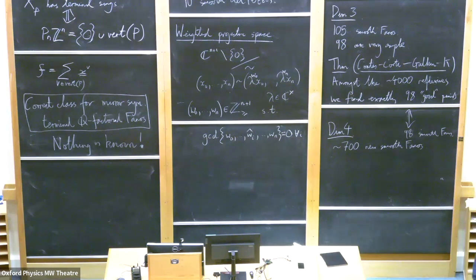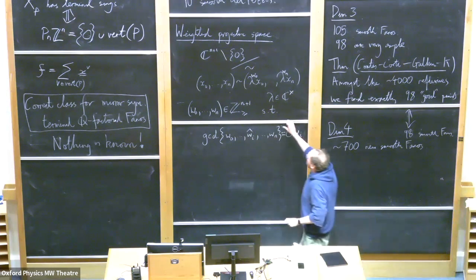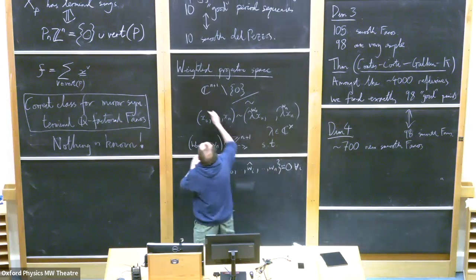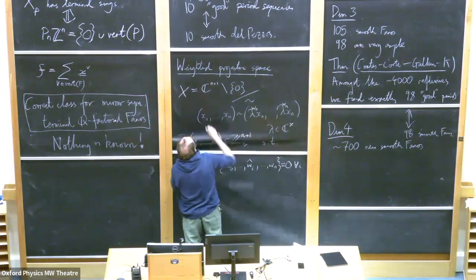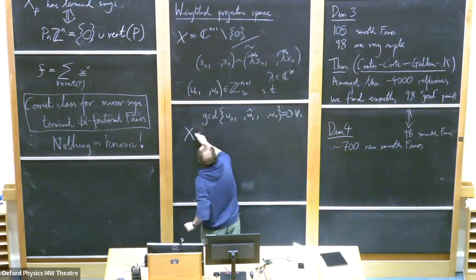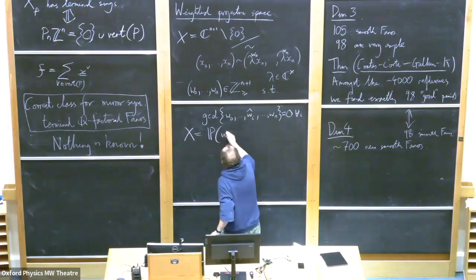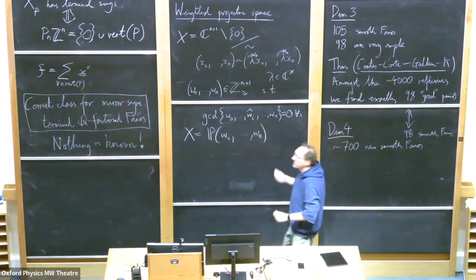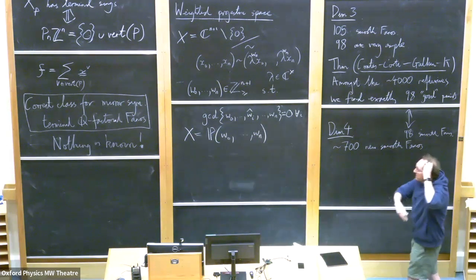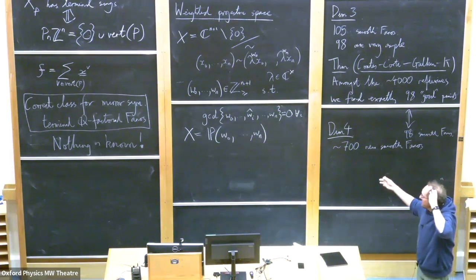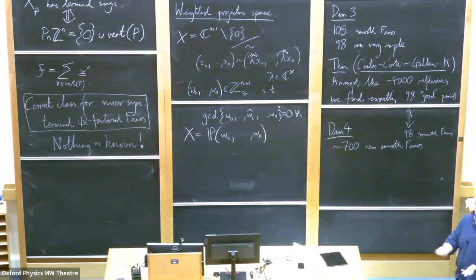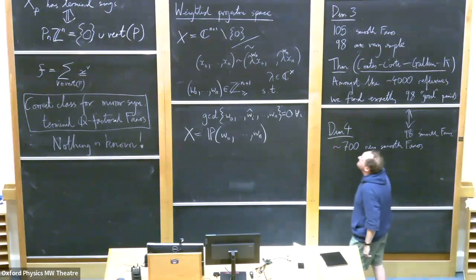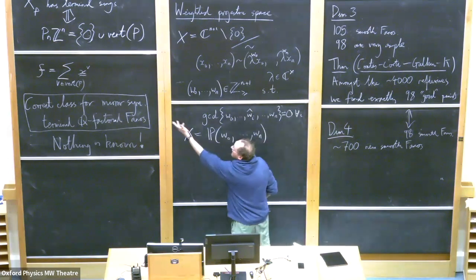So this is a weighted projective space, and we denote it by P(W0, ..., Wn), and we call the Wi the weights. And if I set W0 equal W1 equal Wn equal to 1, I just look at the projective space.